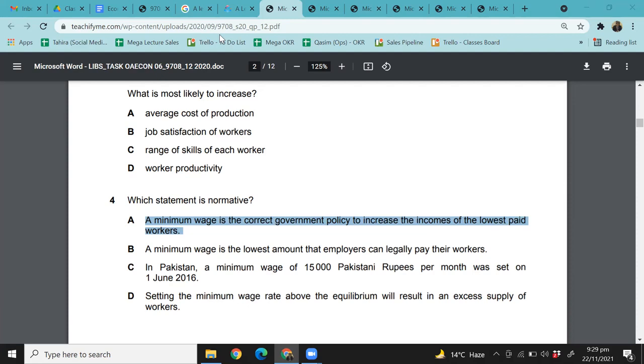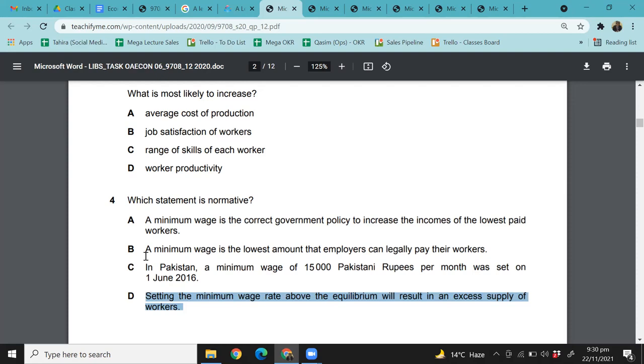Even without knowing what D meant, you would have gotten the idea that you can at least verify it. Whether we haven't studied it, this is part of unit 2 where we'll talk about demand and supply, so I don't want to confuse you at the moment. But reading the language of the statement, you could have told that setting the minimum wage rate above the equilibrium will result in excess supply of workers. This is something that you can verify and check whether it holds true or not.